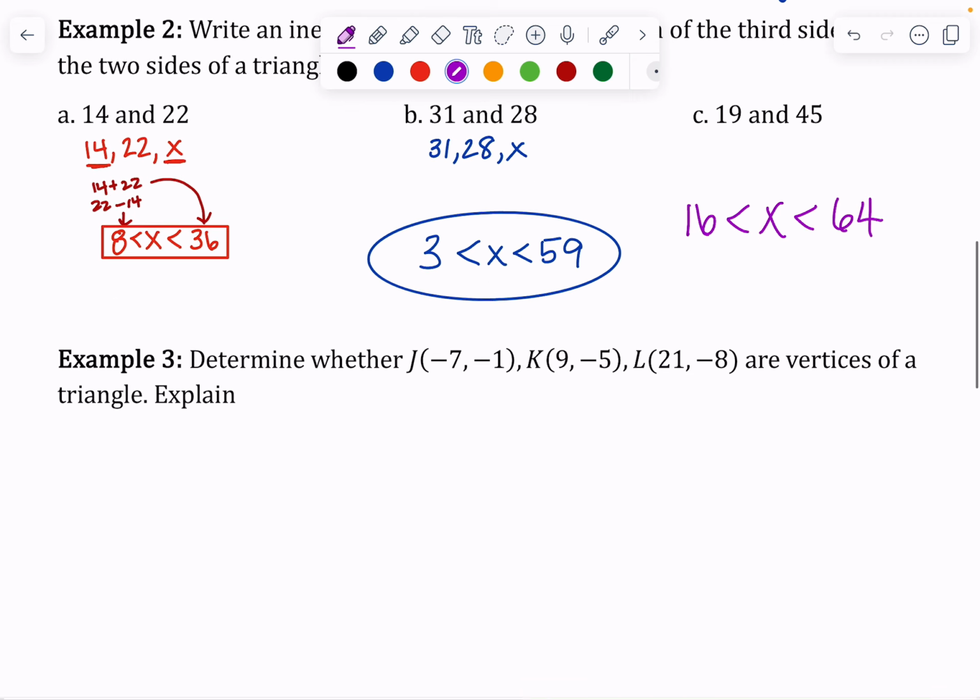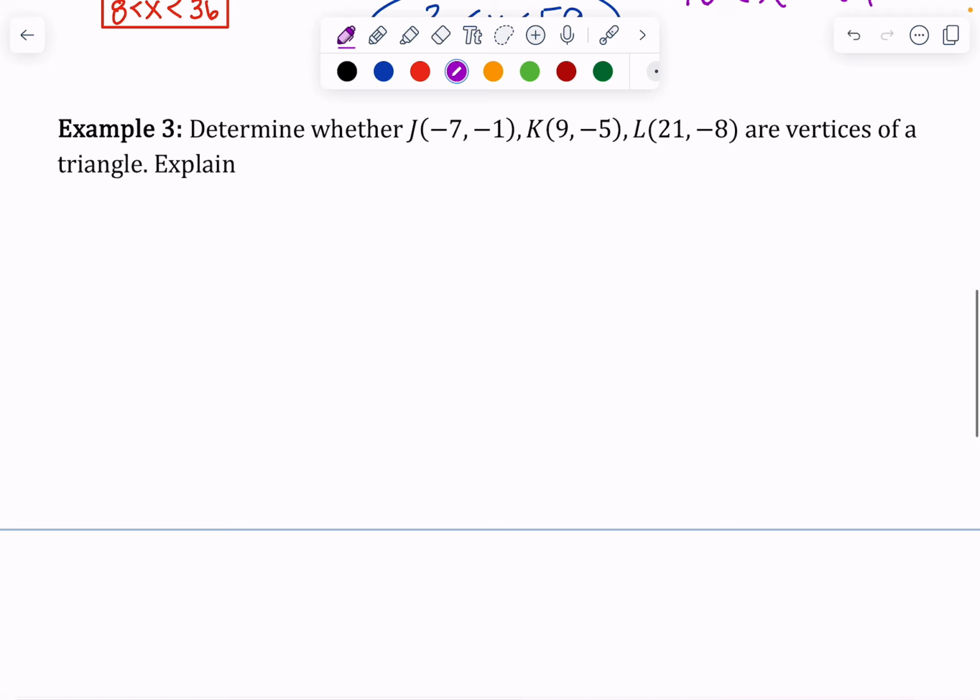All right, here we go. We are going to figure out if this makes a triangle. Ooh, we are in the coordinate plane. So what we need to do is find the lengths of each of these sides so we know if it satisfies the triangle inequality. Okay? So JK would have the length, I'm going to take 9 minus negative 7 squared, and negative 5 minus negative 1 squared.